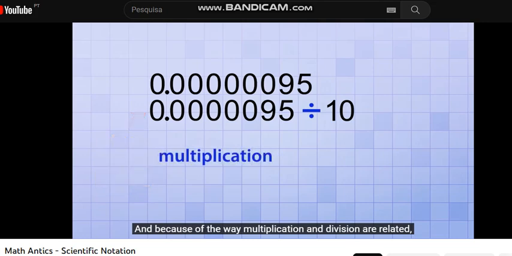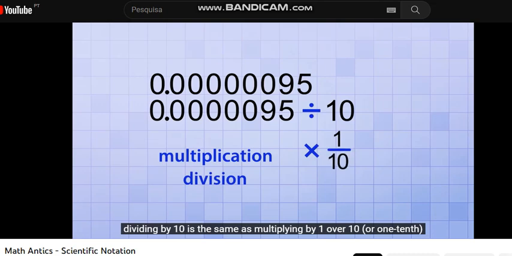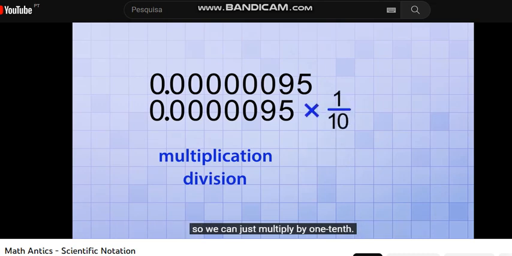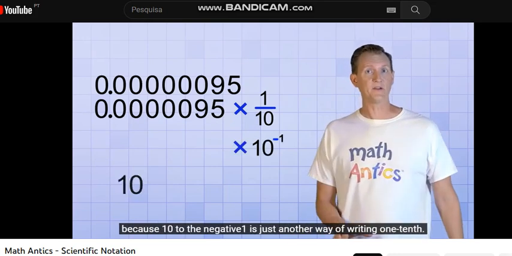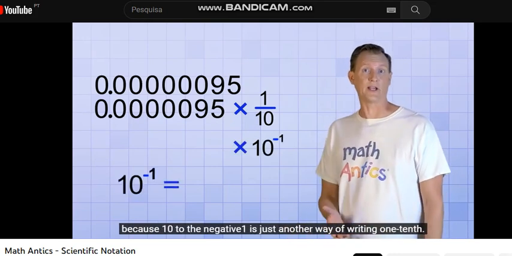And because of the way multiplication and division are related, dividing by 10 is the same as multiplying by 1 over 10, or 1/10. So we can just multiply by 1/10. Or we can multiply by 10 to the negative 1, because 10 to the negative 1 is just another way of writing 1/10.